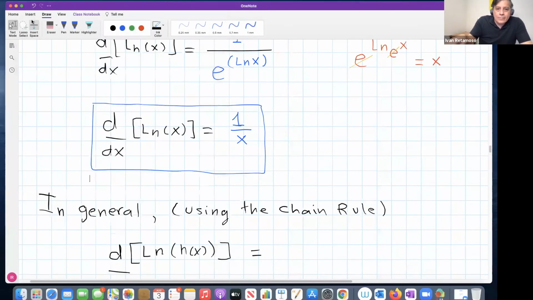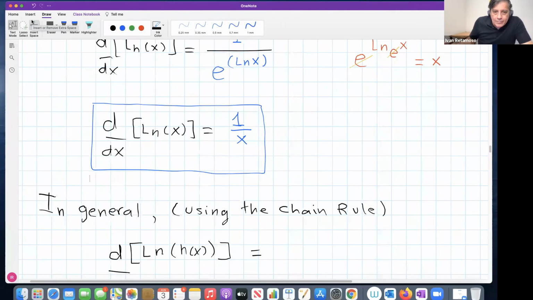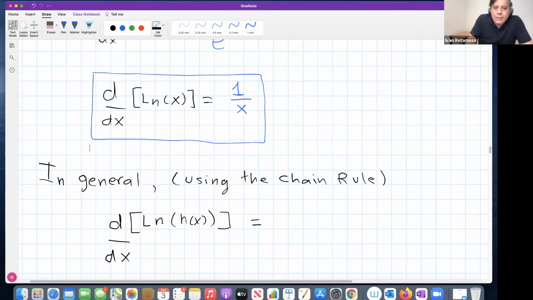All right. So derivative of natural log of x, 1 over x. But remember, just like before, very often they will ask you to compute the derivative of natural log of some function of x, not necessarily x. They might ask you to compute the derivative of natural log of x squared, natural log of x cubed minus 1, natural log of sine. So in general, using the chain rule, if you encounter this form, you should proceed this way.